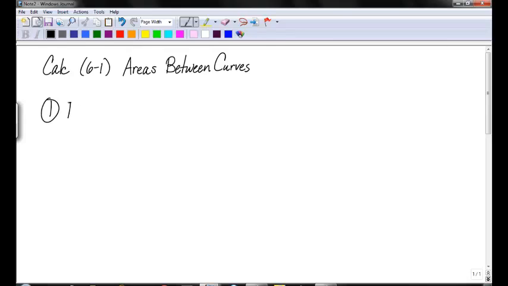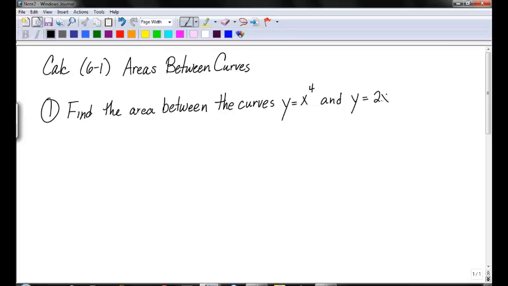And it will just say find the area between the curves y equals x to the fourth and y equals 2x minus x squared. And that's basically all they give you.